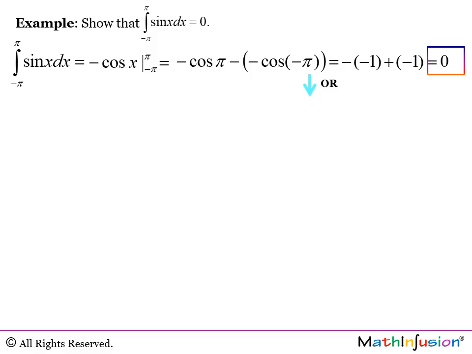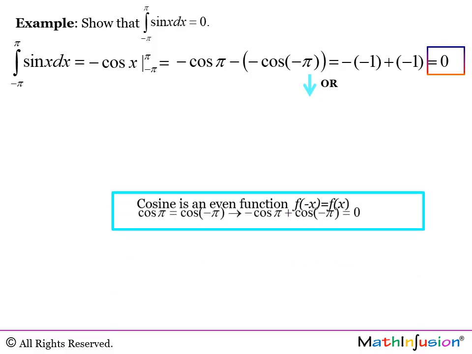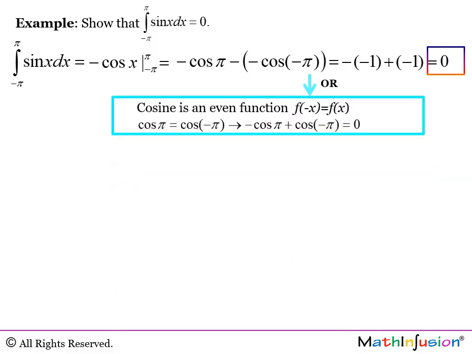There is also another tricky way to do it. We know that the cosine function is an even function. It means that f of -x equals f of x. This means that cosine of pi equals cosine of negative pi, and that's why negative cosine pi plus cosine of minus pi is 0.